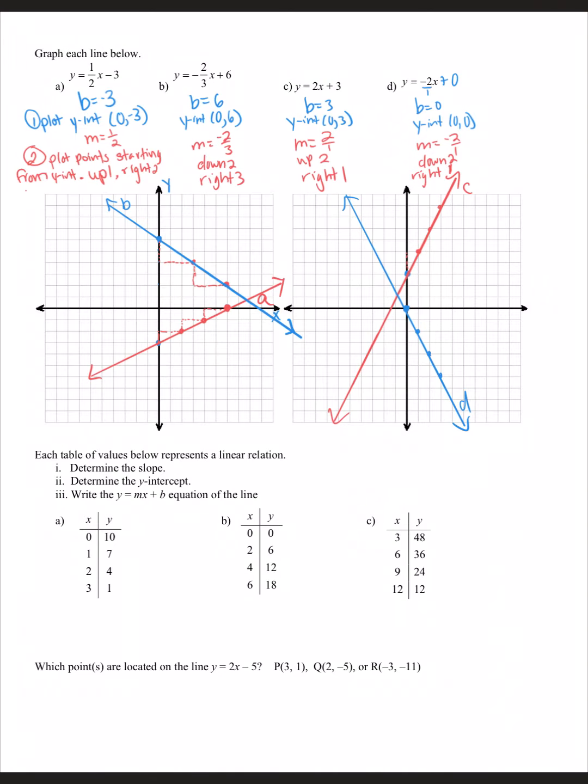The next thing we're going to do is see if we can determine the equation now based on a table of values. So we're working back and forth between all these different forms, working from an equation to a graph, working from a graph to an equation, and then let's see if we can work from a table of values now to an equation. So again, we still have to identify those two things. We have to determine the slope, we have to determine the y-intercept, and we have to write our equation y equals mx plus b. So let's first determine our slope.